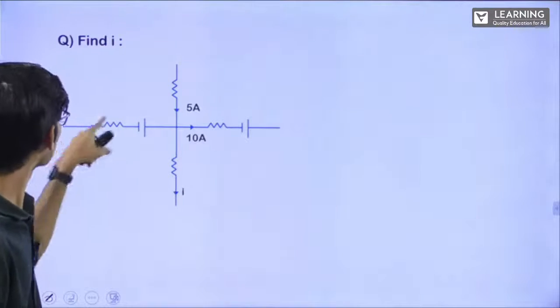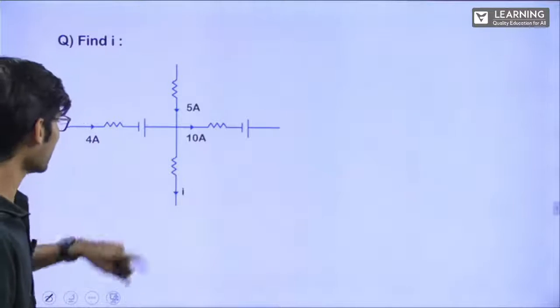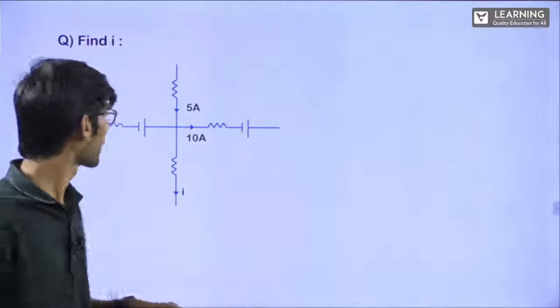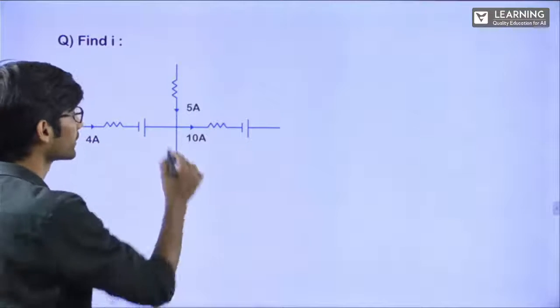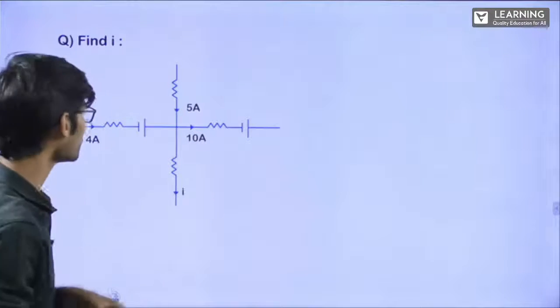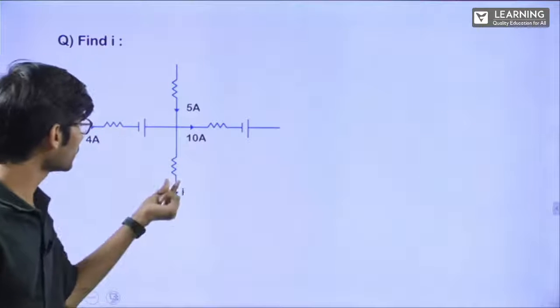Now, let us understand from a question. Here, find I. Where is I? This is I. We have to find the value of this I. The current is going like this, 4 ampere. This is going like this, 5 ampere. This is going like this, 10 ampere. How much current do you think will come out from here?